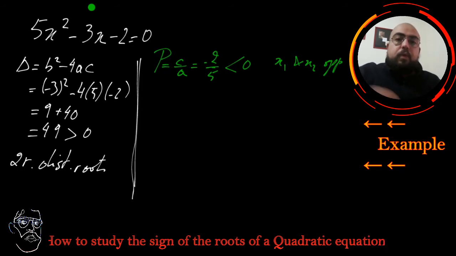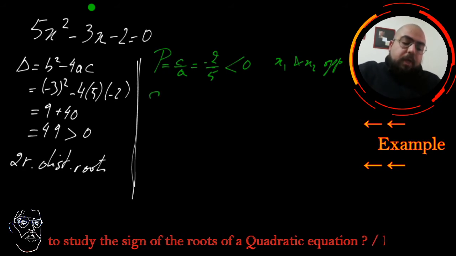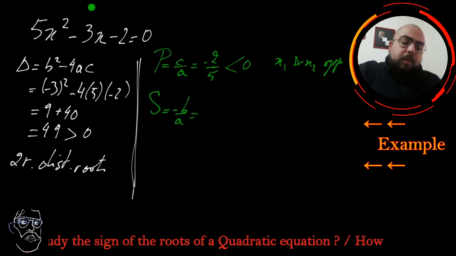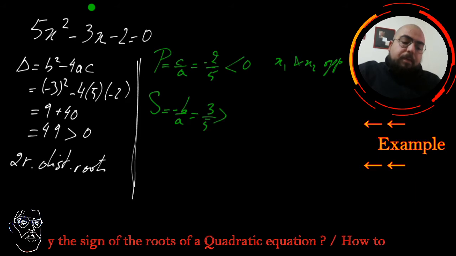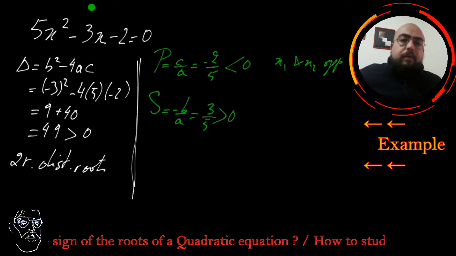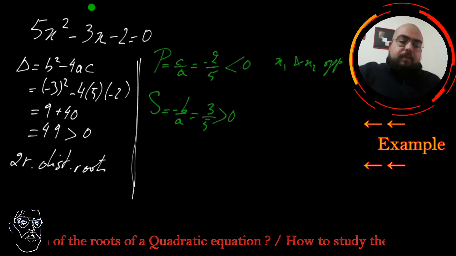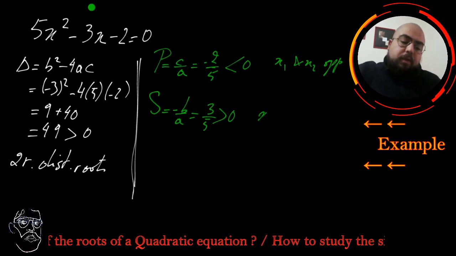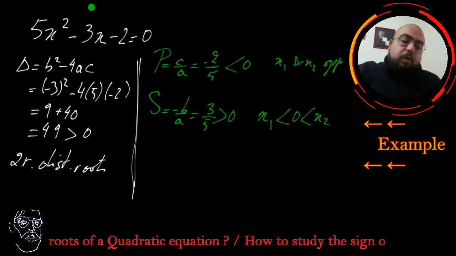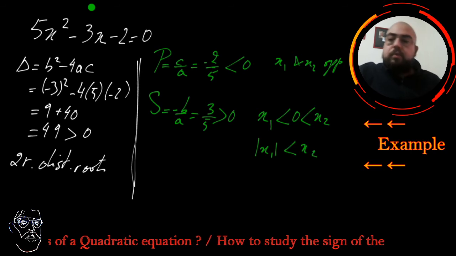How am I supposed to find which one is negative, which one is positive, and the difference between them? I should check the sum. The sum is minus b over a. Minus b over a, it's minus (minus 3), it's 3 over 5, it's positive. The sum is positive, it means that the negative root in absolute value will still remain smaller than the positive root. So you can write down x1 smaller than 0, smaller than x2, and of course x1 in absolute value will be smaller than x2.